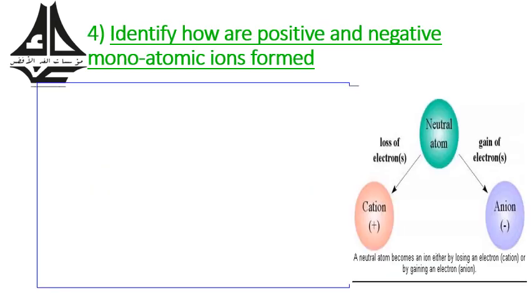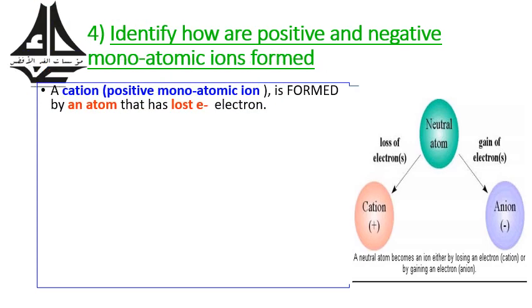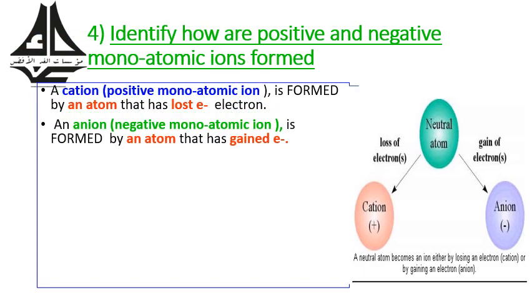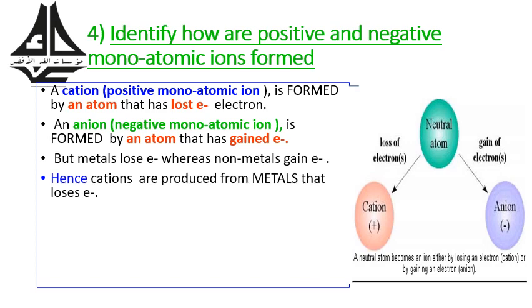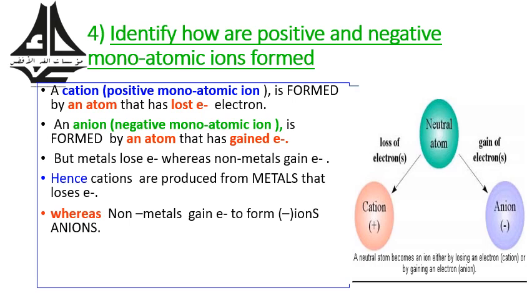Objective number 4, identify how positive and negative monoatomic ions are formed. A cation, a positive monoatomic ion, is formed by an atom that has lost electrons. A monoatomic anion, a negative monoatomic ion, is formed by an atom that has gained electrons, of course, to satisfy the octet or duet rule. But metals lose electrons, as you know, and non-metals gain electrons. Hence, cations are produced from metals that lose electrons, whereas non-metals gain electrons to form negative anions.